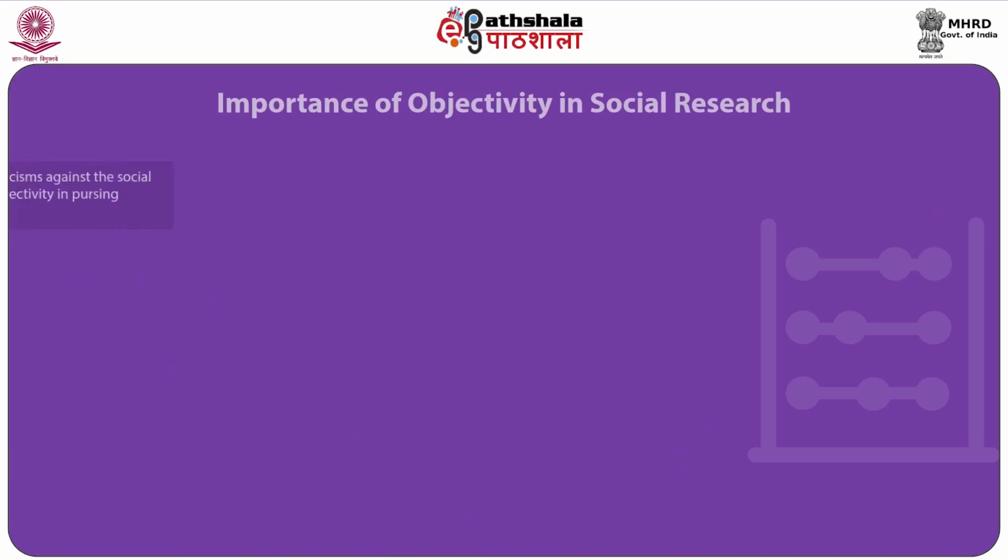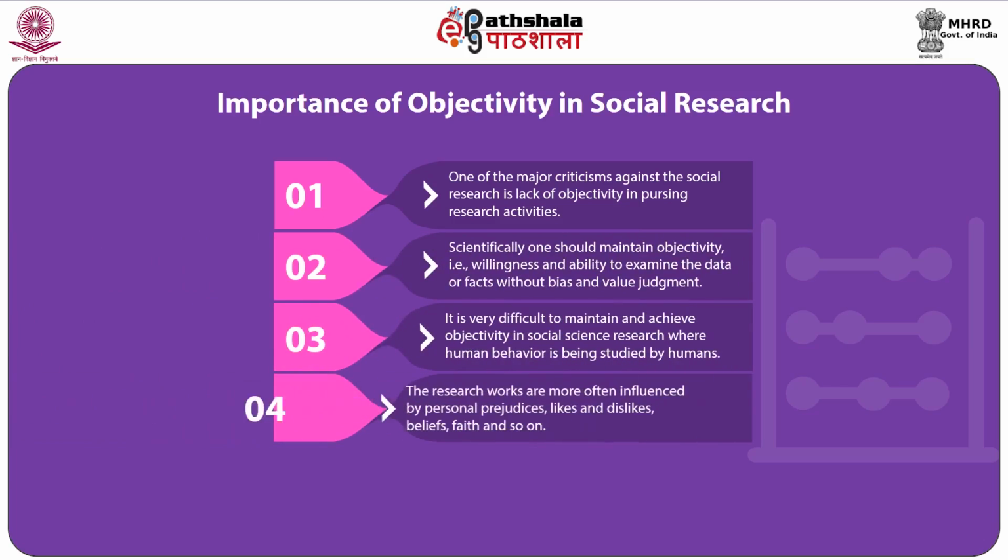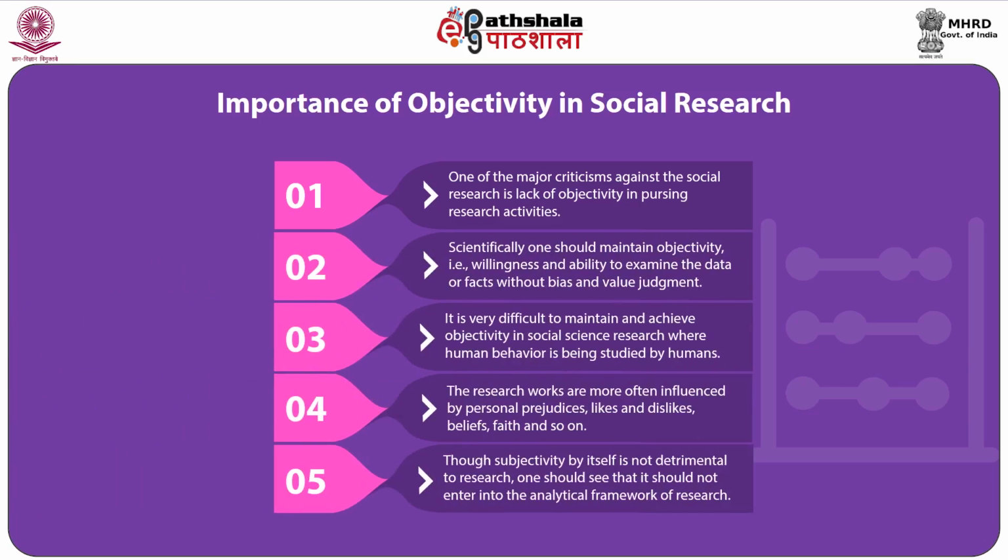When it comes to social research, the major comment is on objectivity. So, we will try to highlight some of the issues related to the importance of objectivity in social research. One of the major criticisms against social research is lack of objectivity in pursuing research activities. Scientifically, one should maintain objectivity, that is, willingness and the ability to examine the data or facts without bias and value judgment. Of course, it is very difficult to maintain and achieve objectivity in social science research, where human behavior is being studied by human beings, that is, the researchers.